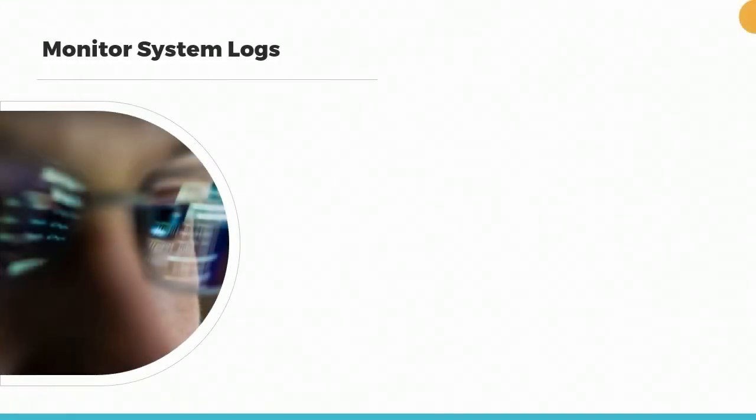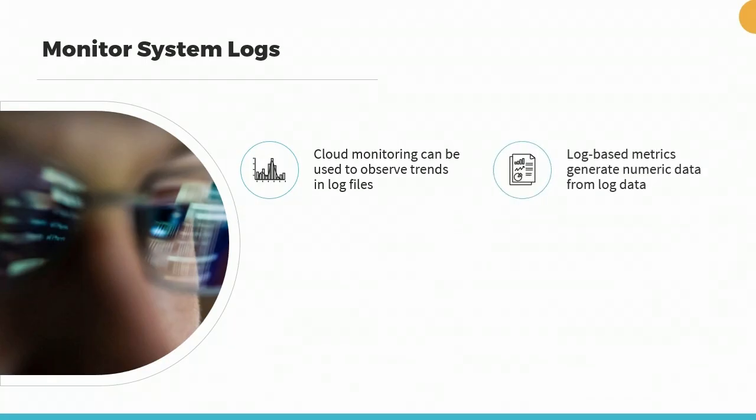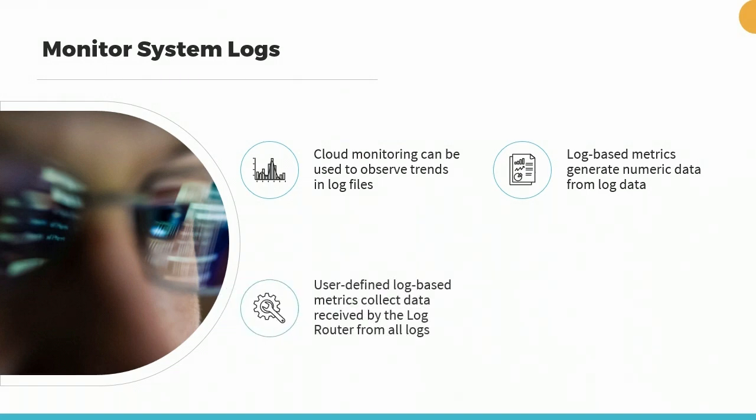Now, monitoring our system logs involves a few things. Cloud Monitoring can be used to observe trends in our log files. So I can look at log-based metrics, and I can also generate some numeric data from this log data, not only by looking at the graph, but also by looking at the average of a certain metric. This is where I can have user-defined log-based metrics collecting data that will be received by the log router from all logs. So I define what metrics I want to work with, and then route them through this log router, and they'll go into one location that I specify.